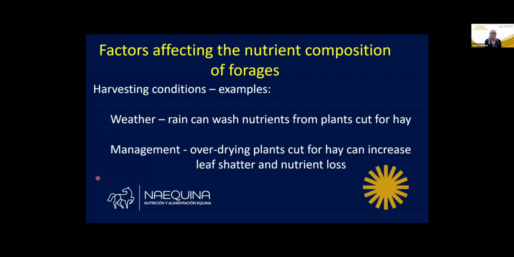Likewise, management during the harvesting process can be important. So if the hay producer lets the plants dry too much and they become too dry and too brittle, then when the hay is actually baled, there can be a lot of shatter or crumbling of the different parts of the plant, and that can lead to nutrient loss too, because the leaves and the more tender parts that are more likely to shatter often are lost during the baling process and just end up back on the ground.